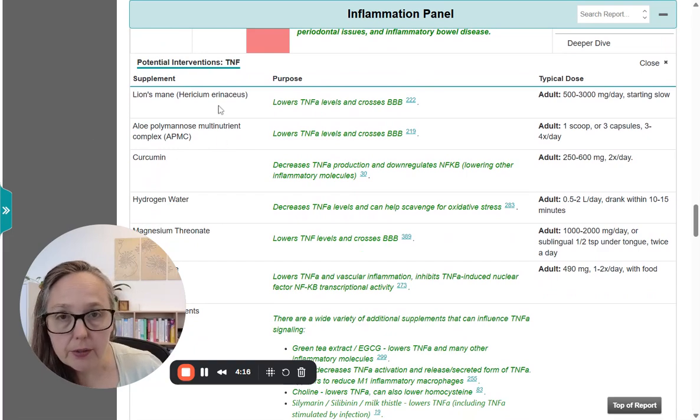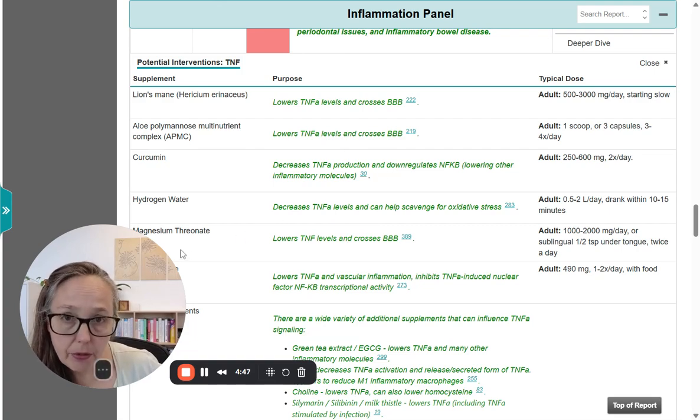So you can use lion's mane, which is a mushroom, and it's been used in medicinal traditions for quite a long time. But when they've researched it, they realize it actually lowers TNF alpha, which is her specific risk factor, and it's able to get across the blood-brain barrier where it needs to do its job. There are some other plant-based compounds that also do that. You can look at curcumin, which is from turmeric, which is widely used as an anti-inflammatory.